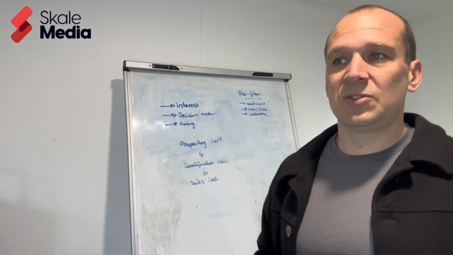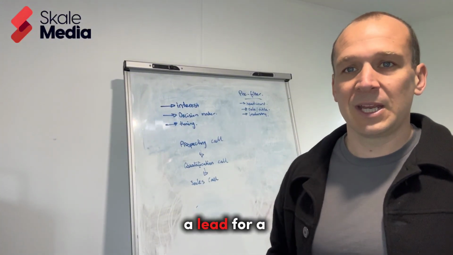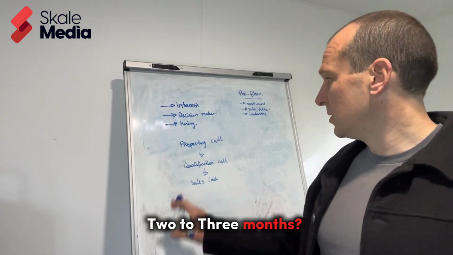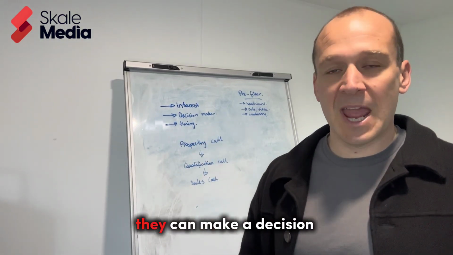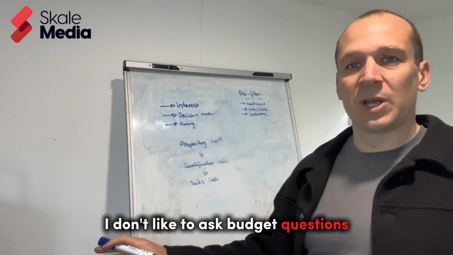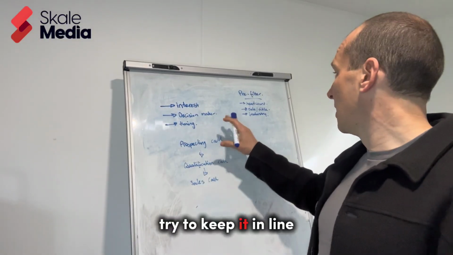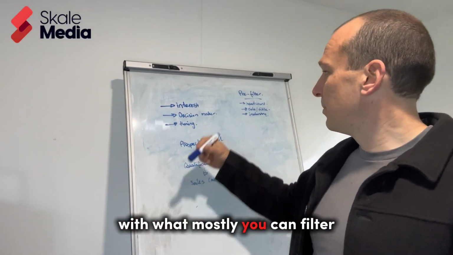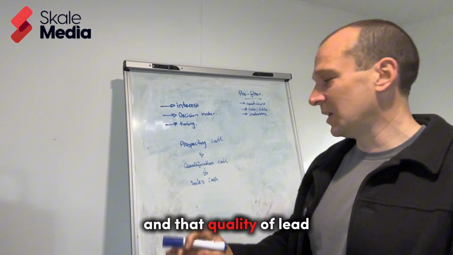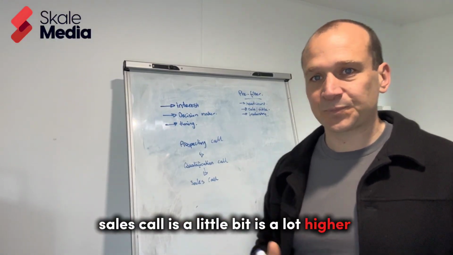Finally, timing. This is something you can't filter for. So if I'm generating a lead for a marketing agency, I'll just say, is marketing a priority for you in the next 2 to 3 months? Clarify the timing of when they can make a decision around that product or service. I don't like to ask budget questions. I don't like to ask turnover questions. Try to keep it in line with what mostly you can filter. Make sure there's interest there, make sure the timing is good, and that quality of lead that comes through to that sales call is a lot higher.